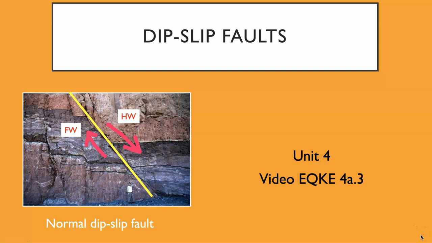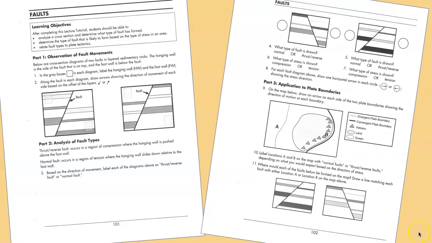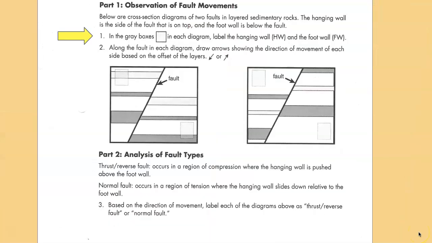Let's take a look at some other dip-slip faults in your lecture tutorial. The first question says to label the hanging wall and foot wall in each of the fault diagrams. On the left here, the fault again is dipping, so above the fault we always have the hanging wall. Below the fault we always have the foot wall. Over here, same situation. Hanging wall is above the fault and foot wall is below it.